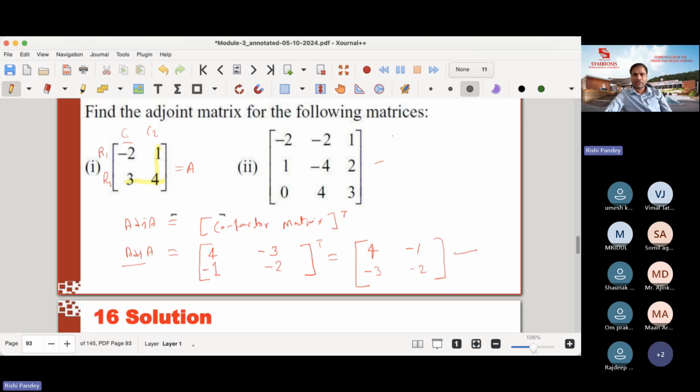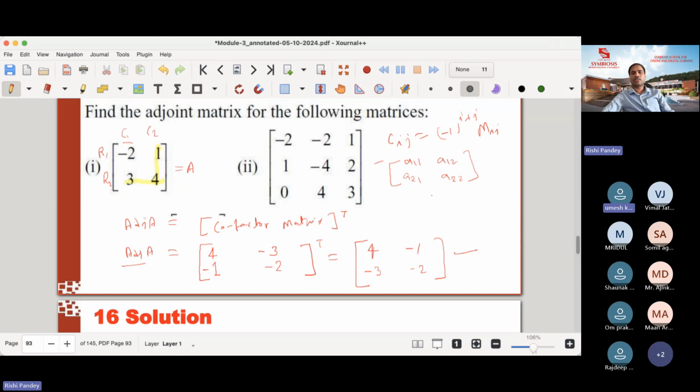Yesterday I had discussed the cofactors. Cij, the formula is minus 1 to the power of i plus j into Mij. You know about the minus. Okay, the same thing we will apply here. The locations are 1, 1, first row, first column, so we will write A11. Again A12. Here A21, and then A22.